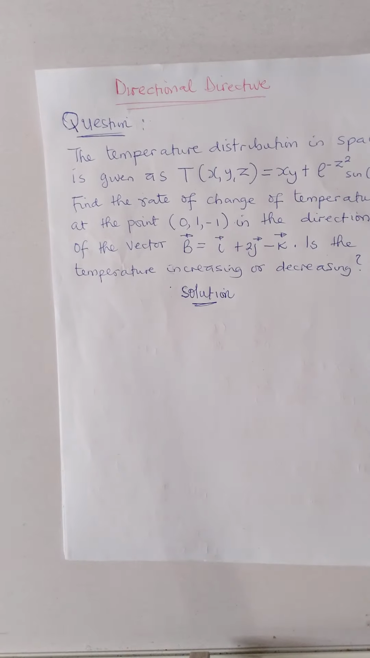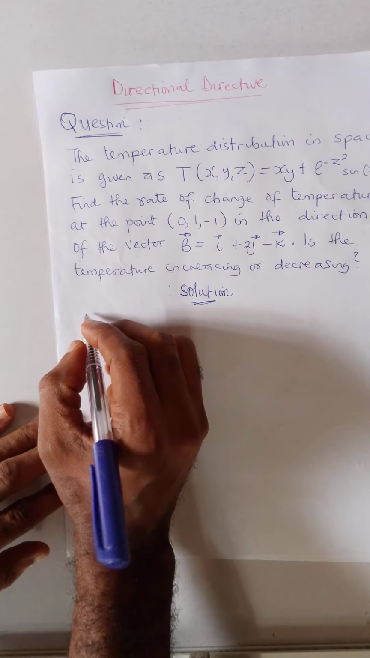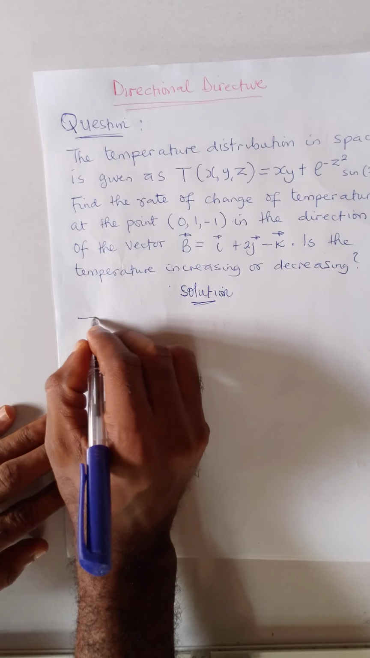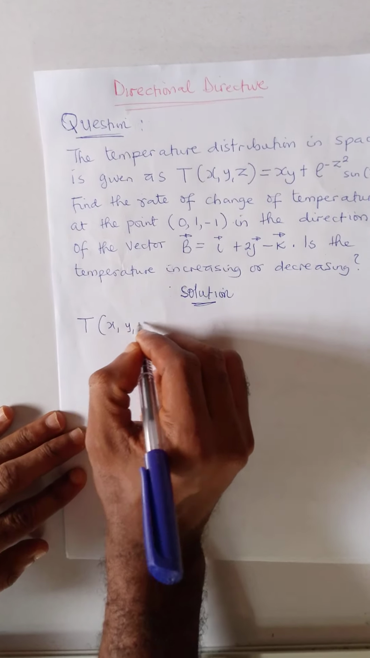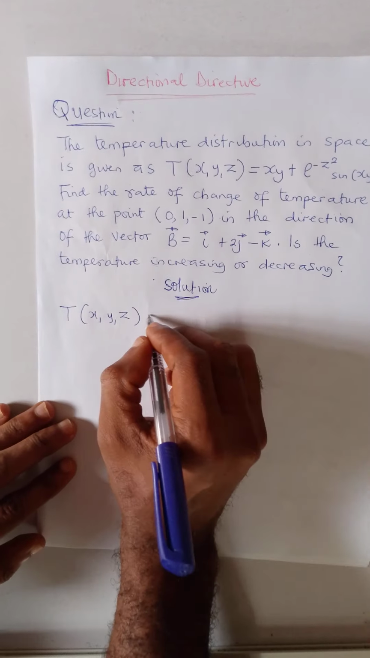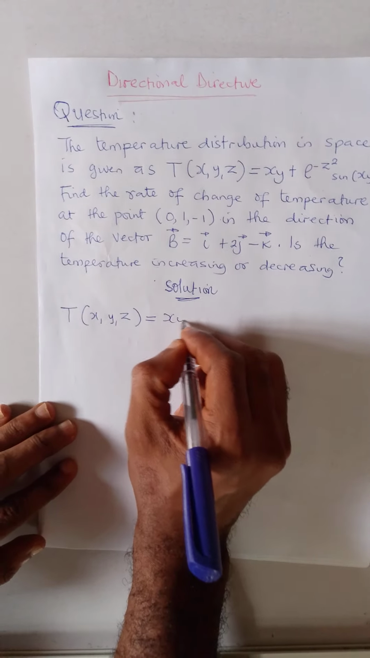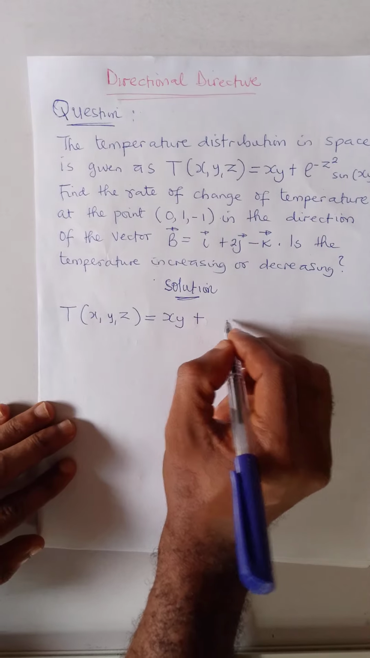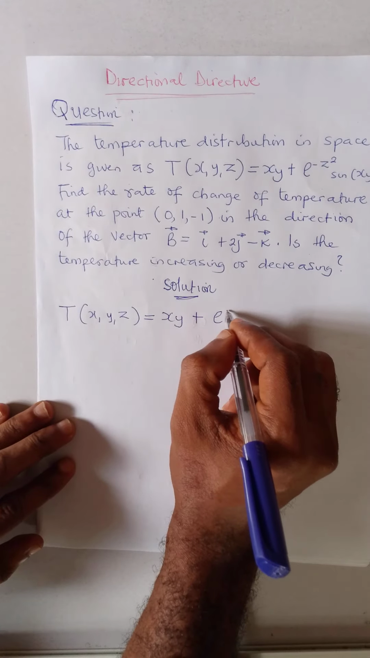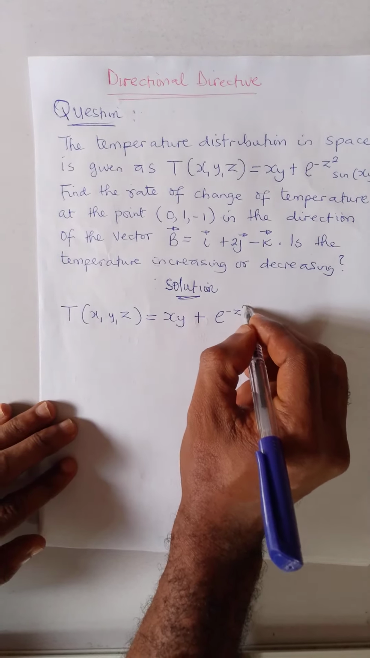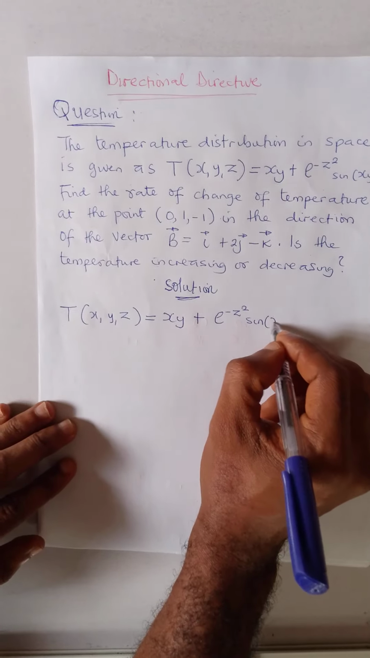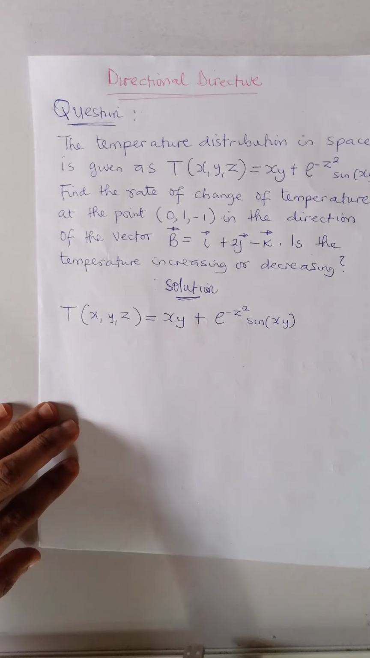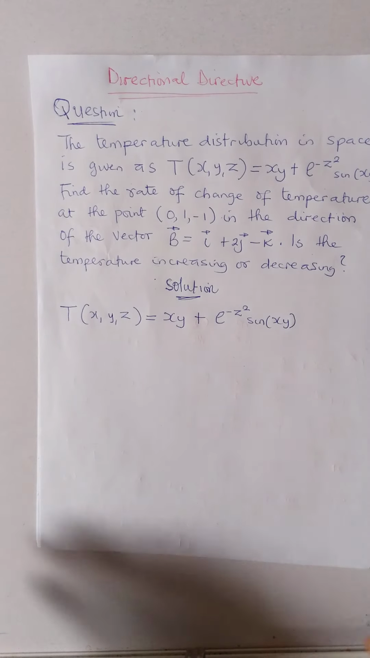So in this solution, we are going to write out our question. Our question is phi, T(x, y, z), equal to xy plus e to the power of minus z squared sine of xy. So that is the question.